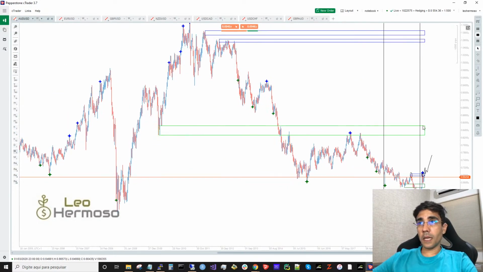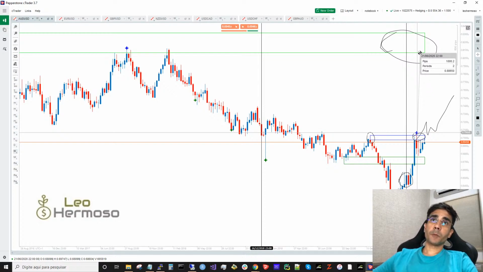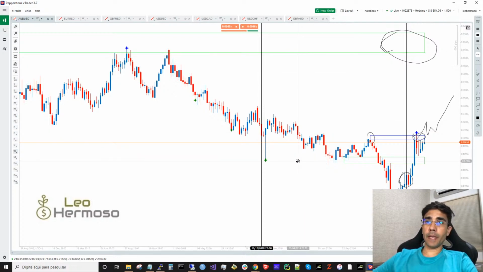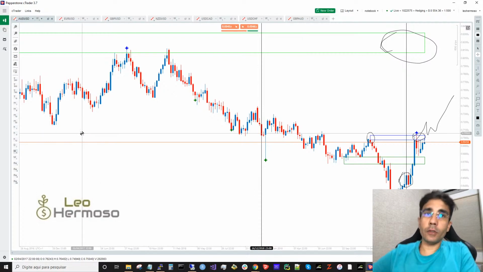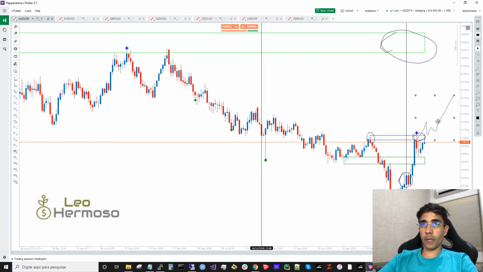Let's see. Yes, this level right here. So we are talking about an extra 1000 pips. Okay, so let's pay attention. We have not triggered yet, have no trigger, but this is one trade to pay attention to.